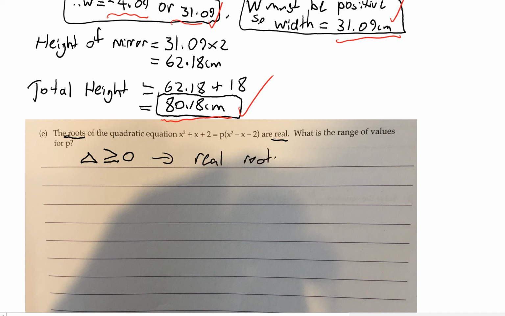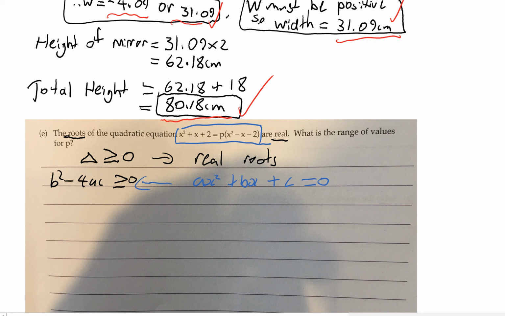And if it equals 0, we're going to have one repeated root. And if it's greater than 0, we're going to have two roots. So as long as it's at least 0, we're going to have real roots. So let's write that down. b squared minus 4ac has to be greater than or equal to 0. Now, that's our goal. The next thing we've got to do is get it into the form where we can use that. So we need to get this quadratic equation here into the form ax squared plus bx plus c equals 0, so that we can pull out the a, b, and c into our discriminant.